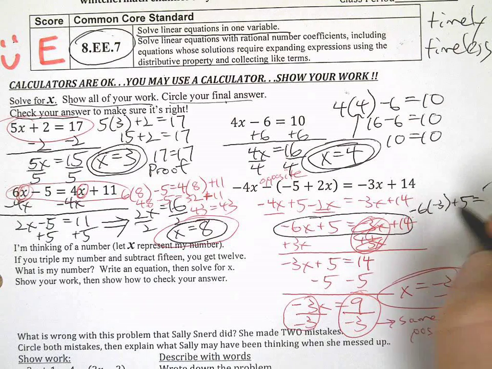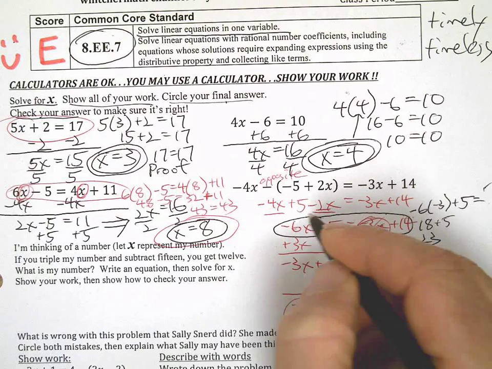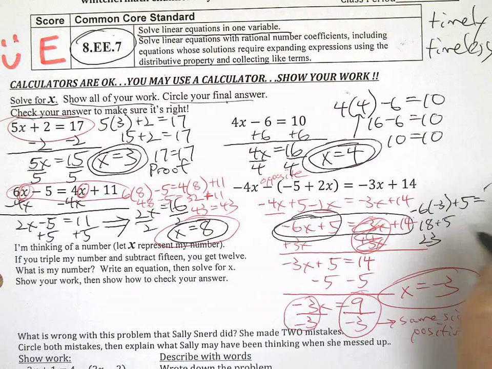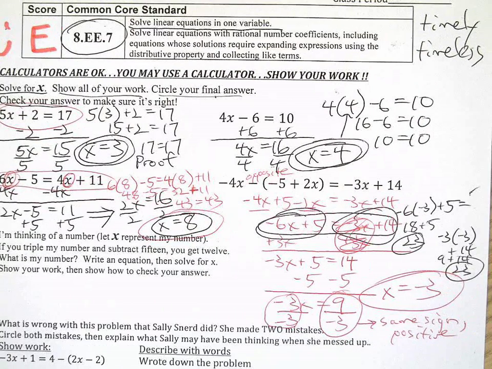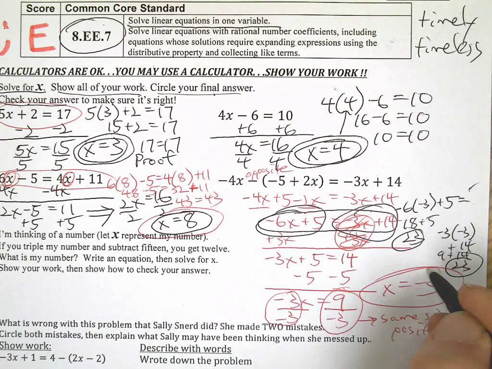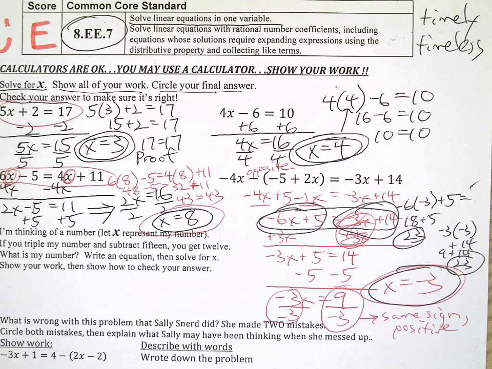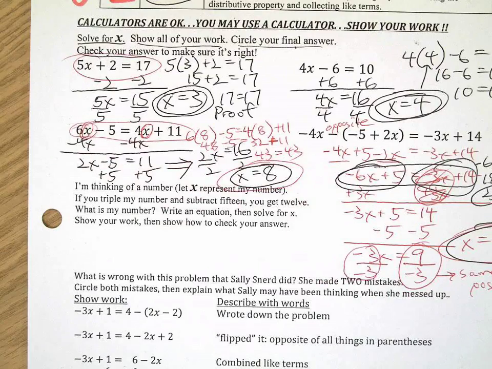Okay, -3 times -6 is 18. 18 plus 5 is 23. That's that side. On the other side, we have -3 times -3 plus 14 makes 9 plus 14, which is 23. On that side, I know it's a mess, but the bottom line is I proved that my answer is correct by checking it. Check it to make sure it's right. Don't just celebrate and move on.